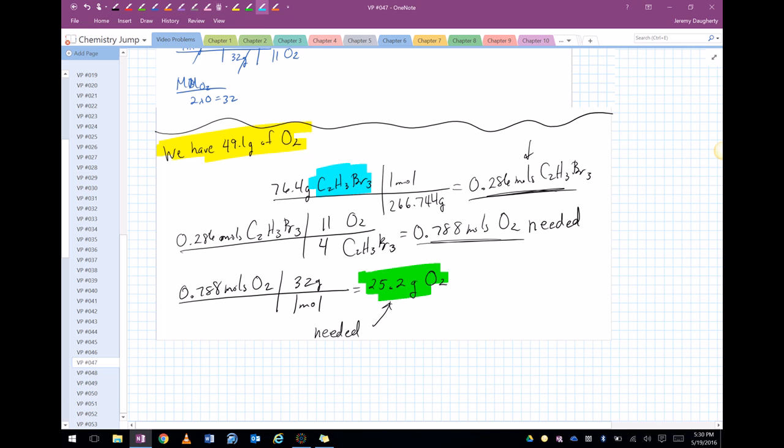So I start with 49.1 grams of oxygen. I use 25.2 grams of oxygen. So what I end up with is the difference, which is 23.9 grams.